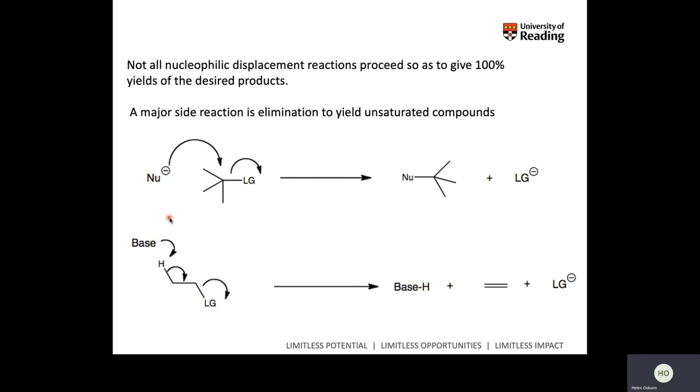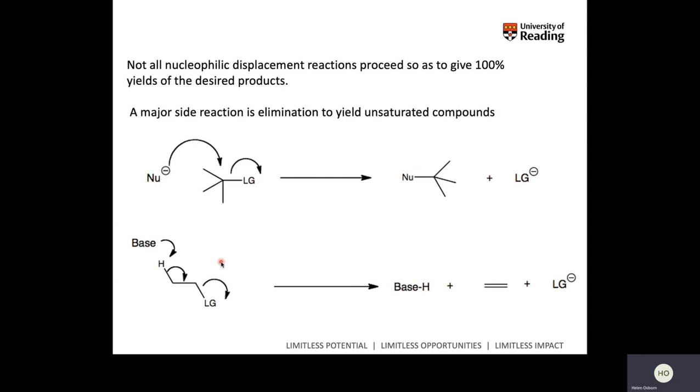So what we're going to do is leave it there for now, because we've covered everything we need to know for the SN1 and the SN2 reactions. And next time we're going to move on to look at the elimination reactions, noting that not all nucleophilic displacement reactions proceed so as to give 100% yield to the desired product. Often we'll get elimination occurring as well. And it's something that we can think about in terms of mechanism, and we can think about in terms of how we control whether we favour a substitution reaction or an elimination reaction.